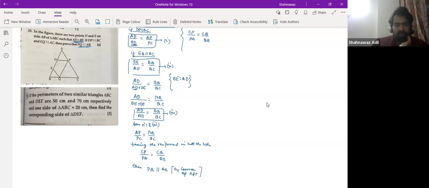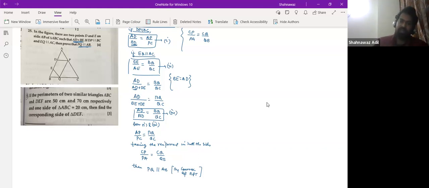Question: find the corresponding side of the triangle. So they have written 3 marks. What is this 3 representing? Can you guys tell me? It's the marks. Okay, yeah, because we have a direct relation.